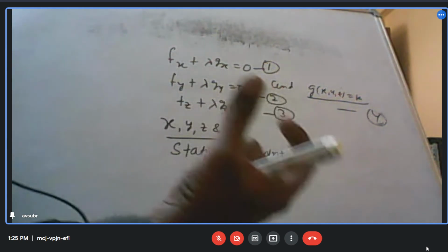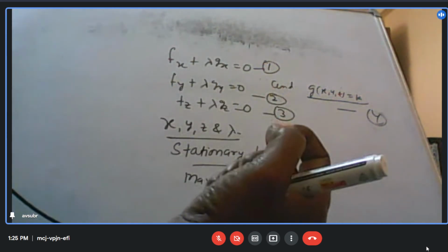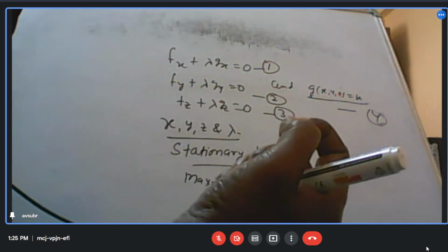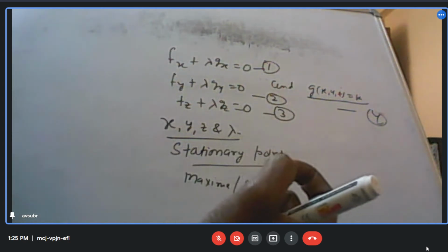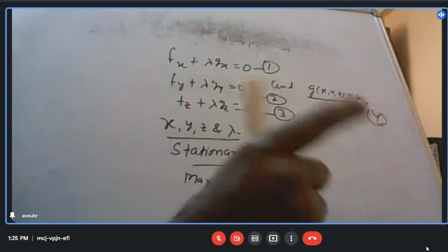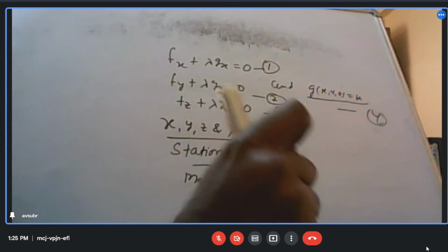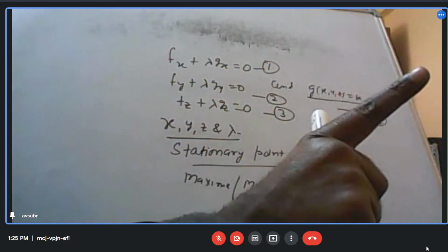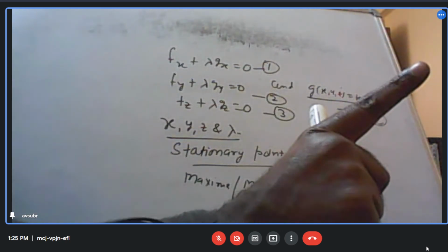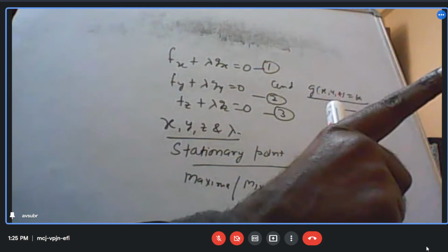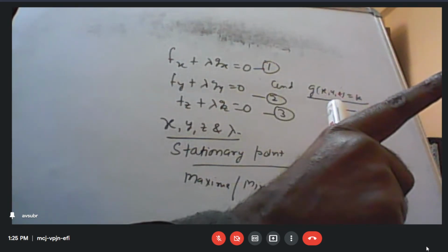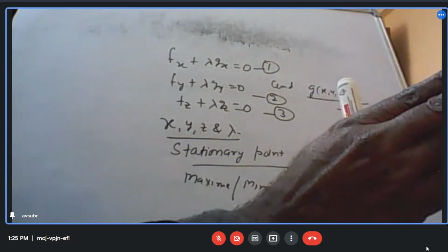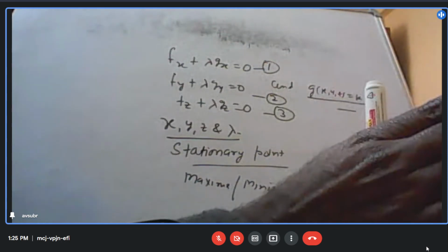Our only job is we have to find out that stationary point, isn't it? Once we find out the stationary point, then at that point it will be either maximum or minimum. Is that okay or not? Yes, sir. Not convincing.